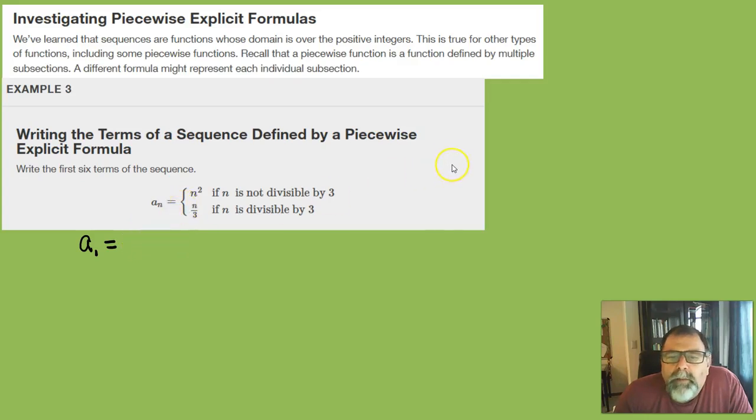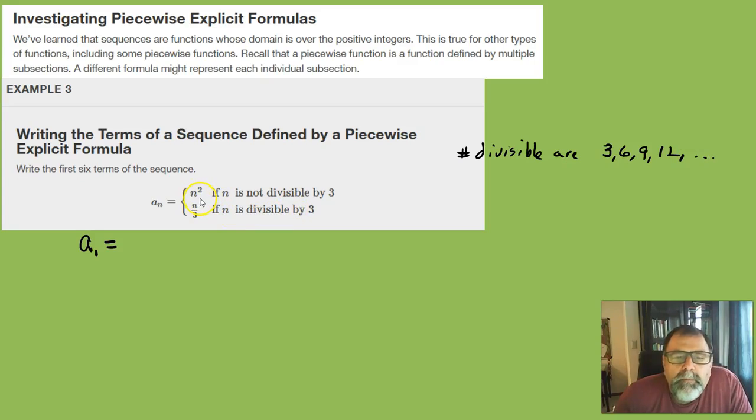So what are numbers divisible by 3? Let's think about that. Numbers divisible by 3 are 3, 6, 9, 12, basically the multiples of 3, because 3 divided by 3 is 1, 6 divided by 3 is 2, and so on. So basically just your multiples of 3.